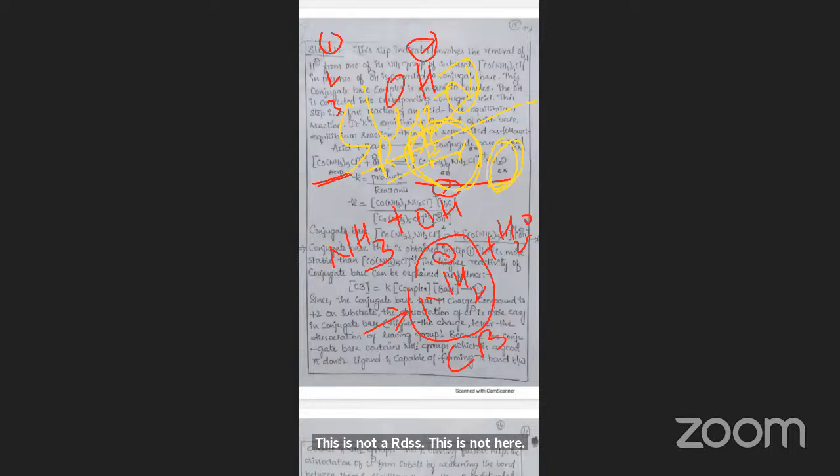Then now we discuss step 2. What is step 2? In that conjugate base complex, one ligand is lost. For example, [Co(NH3)4(NH2)Cl], this is the 6 coordinate complex.